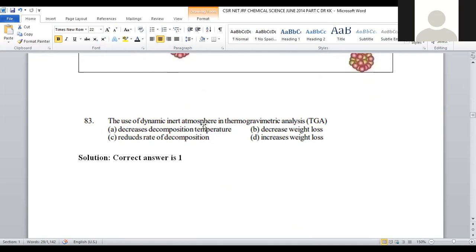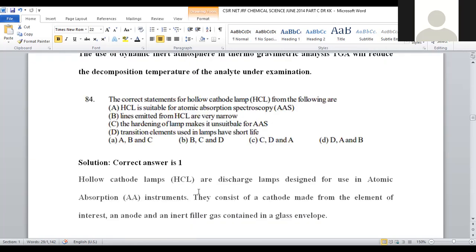So in TGA, the inert atmosphere will facilitate reducing the decomposition temperature, which is provided in option number 1. For question number 83, option number 1 is the correct answer. Let us move on to question number 84. The correct statement for hollow cathode lamp from the following.